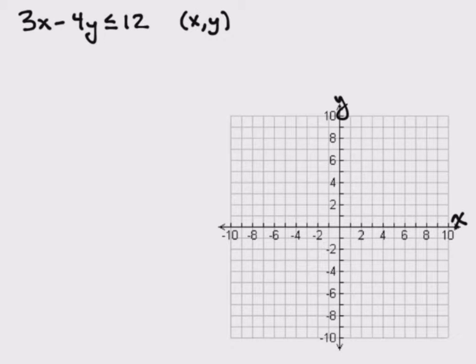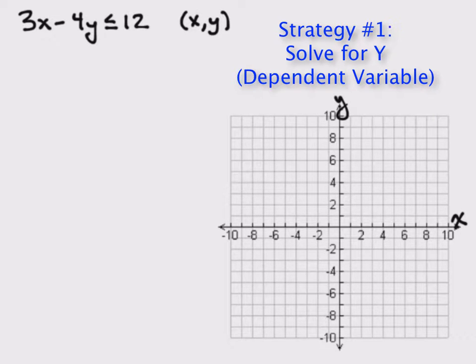Alright, now we've got two main strategies for graphing these sorts of inequalities. And the first strategy is to solve for y, or solve for the dependent variable. And note, all of the same properties of inequalities that we talked about before are going to apply. For example, if we multiply or divide both sides of this inequality by a negative number, we're going to have to switch the direction of that inequality for it to remain true. So why don't you pause the video and solve this inequality for y.